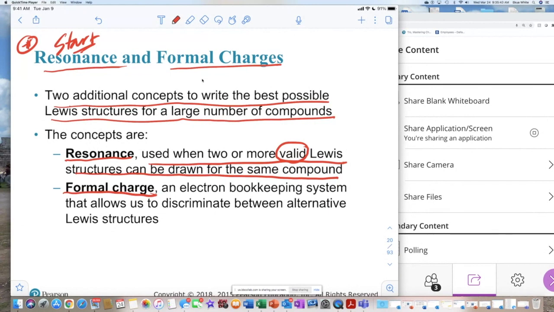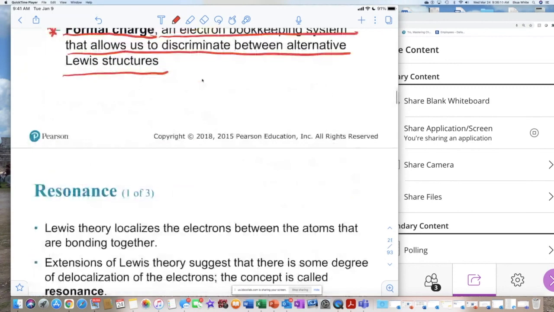The other concept, formal charge, is really the best way for us to figure out which is the best Lewis structure. With formal charge, you have an electron bookkeeping system that allows us to discriminate between alternative Lewis structures. With this one, you haven't necessarily concluded that all the Lewis structures are the best. You just realize all the Lewis structures are possible, but the question for the second one is which one is the best. So we'll go right into this.